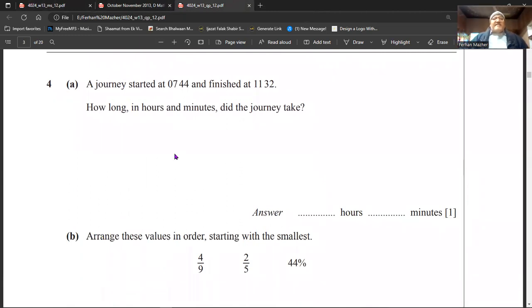Question number 4, it's A part. A journey started at 7:44 and finished at 11:32. How long in hours and minutes did the journey take? You see, the departure time is 7:44, the arrival time is 11:32, and they want me to find out the journey time. So the journey time is the arrival time minus the departure time.